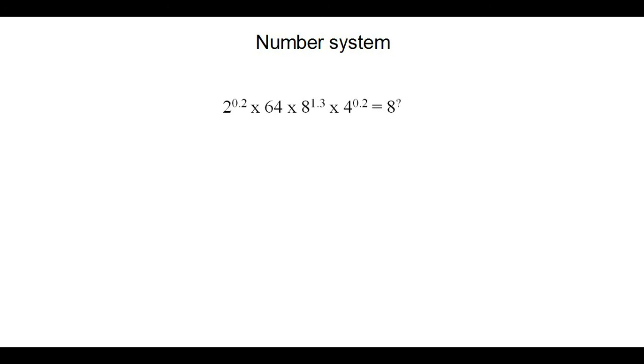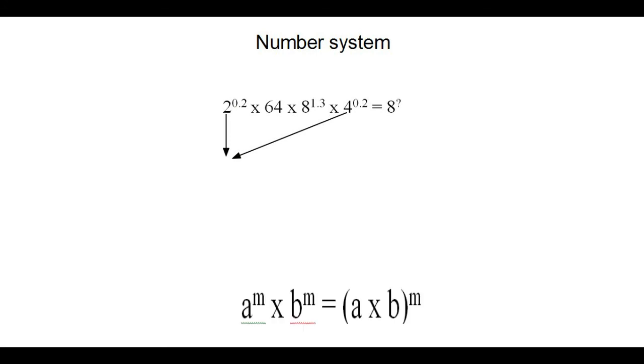To solve this question, as we can see, the base on the right hand side is 8. So all the bases on the left hand side should be made equal to 8 with the help of the different rules that we have learned. So let us see how we can convert everything in terms of the base 8. If you observe, this is 2 power 0.2 and the other term here is 4 power 0.2. We know that a power m into b power m is equal to a into b whole power m. 2 into 4 is 8 power 0.2.